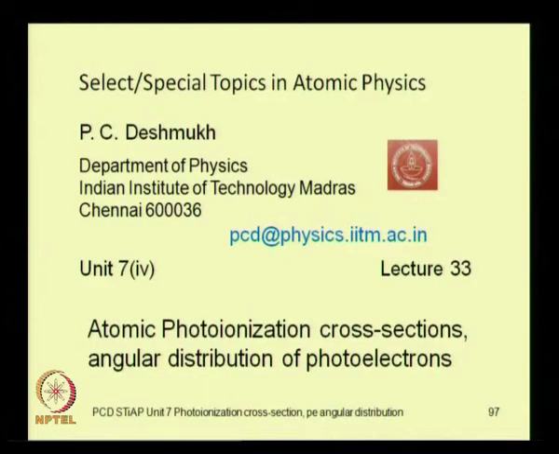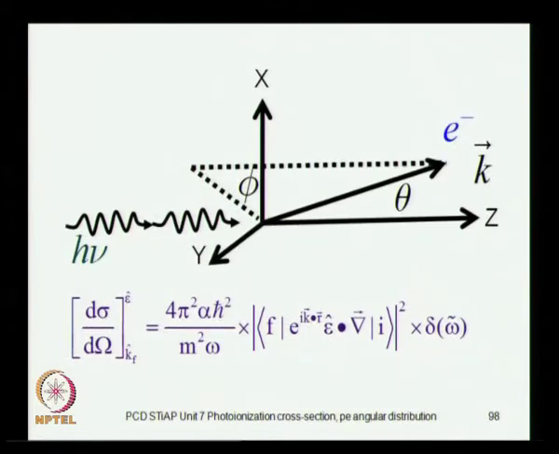Greetings. So, with today's class and the next one we will be concluding unit 7 on photoionization cross section, and we will also get an expression for the angular distribution of photoelectrons.